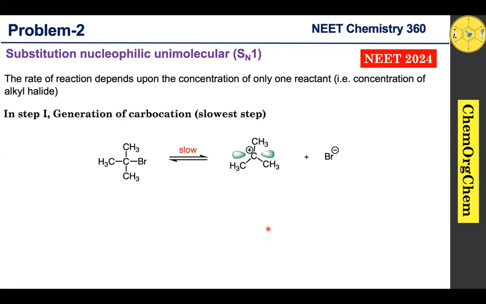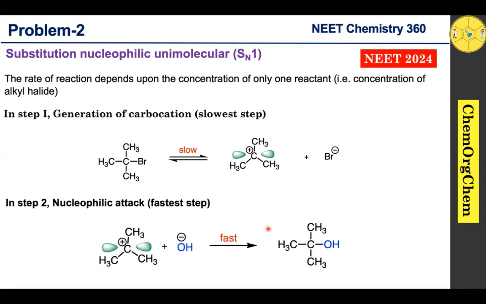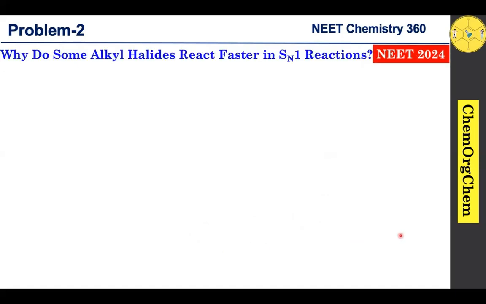We already know that this reaction undergoes two steps. The initial step is the generation of carbocation, which is the slowest step. The second step is the nucleophilic attack on the carbocation intermediate, which produces the corresponding product. Here, OH minus, that is hydroxide ion, acts as a nucleophile. Okay, why do some alkyl halides react faster in SN1 reaction? That is an interesting question.